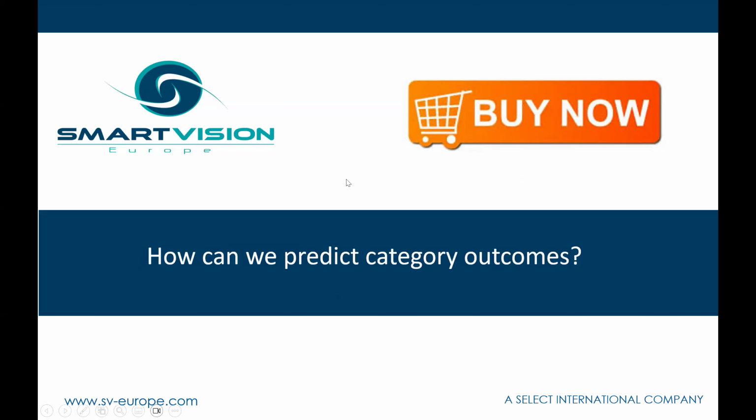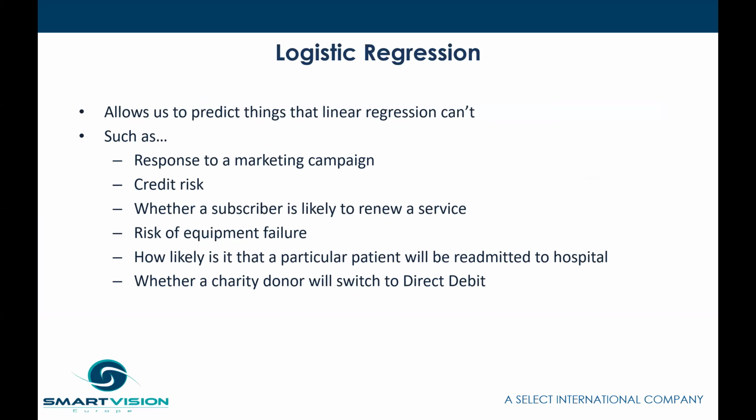Logistic regression has a similar sort of output. With logistic regression, we're not trying to predict a continuous variable, because linear regression can't predict things like the response to a marketing campaign. It can't predict whether or not you're a good or a bad credit risk. It can't predict whether or not a subscriber to Netflix is likely to renew their service or not. It can't predict whether or not a car is going to need servicing or whether or not a machine or a pump is going to break down. It can't predict how likely a patient is to be readmitted to hospital within 30 days. And it can't predict whether or not a charity donor will switch to direct debit.